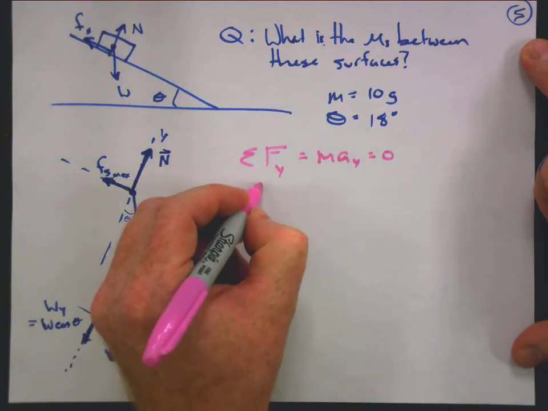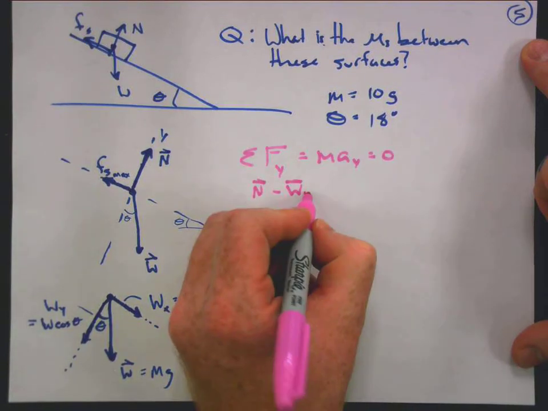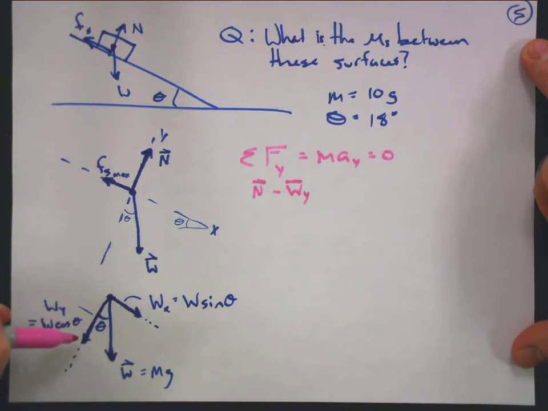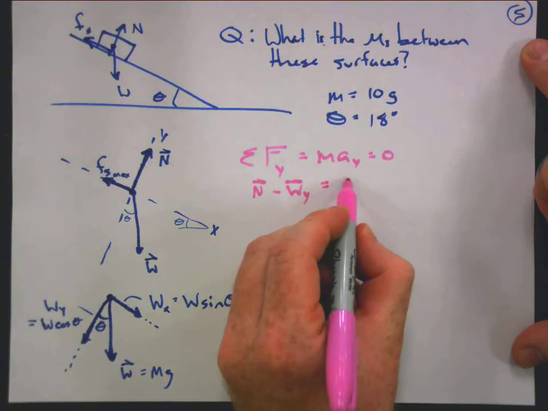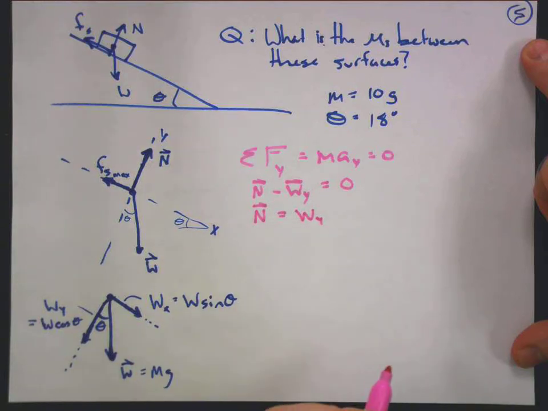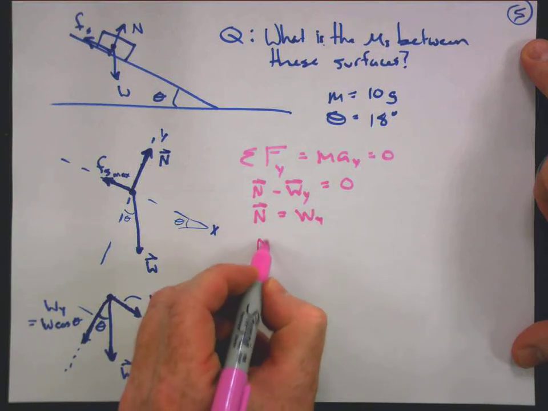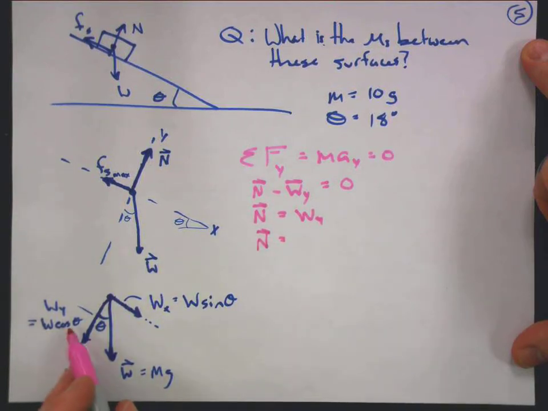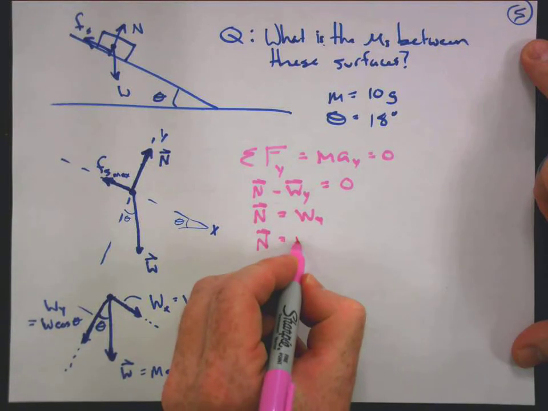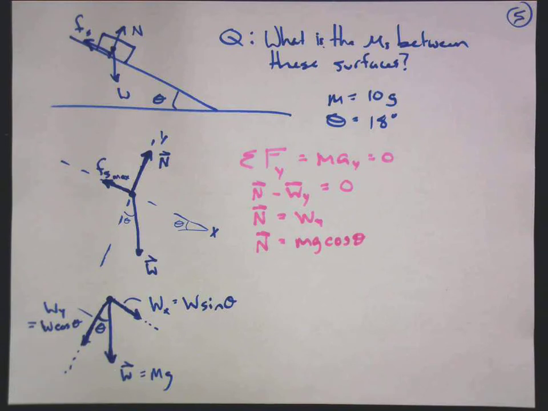Well, the forces are normal force up and weight down. Oops, not weight down. Weight in the y direction. That guy is opposing the normal force. Those two are what balance each other out. Pay attention here. That sum is 0. Normal force equals weight in the y direction. But I know the weight in the y direction. Normal force equals W cosine theta. But I know W is mg, so this is going to be mg times cosine theta. Okay. That's going to be important in a moment.